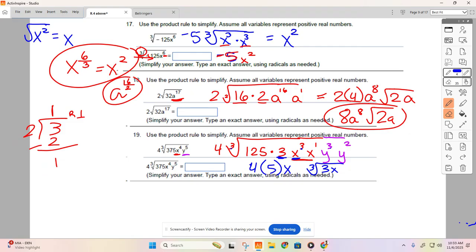All right. It's okay. This y cubed, the cube root of y cubed brings a y out. What is left underneath is y squared. Whichever one is less goes on. It's kind of the same concept. 4 times 5 is 20. So 20xy times the cube root of 3xy squared for the final answer.